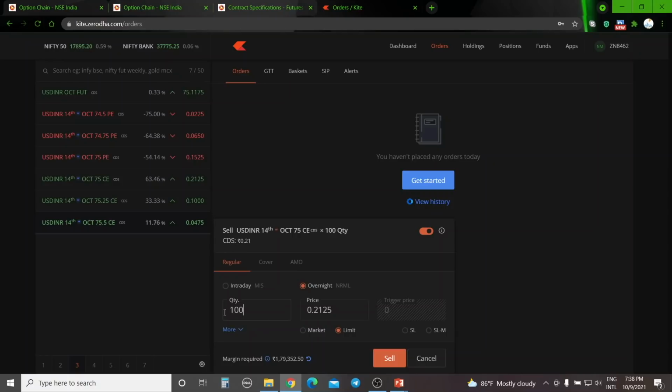Say 100 quantity means you are trading 100 lots. One quantity is 1000 USD, so 100 quantity is 100,000 USD. So you are trading 100,000 USD for a margin money of only 1,79,000.